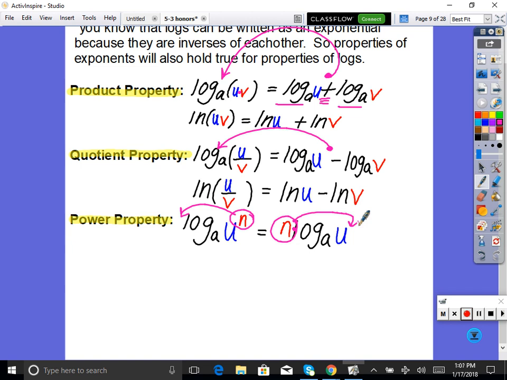So we're going to go back and forth between these forms, and we're just going to do tons of practice right now. So you will grab your notes or a whiteboard. Yes. So it's not log of n times log of u.